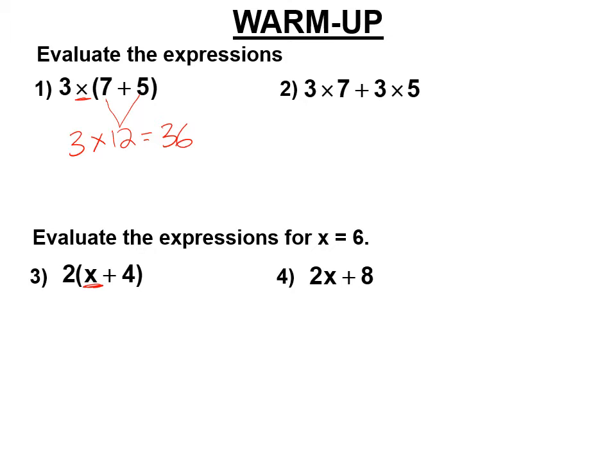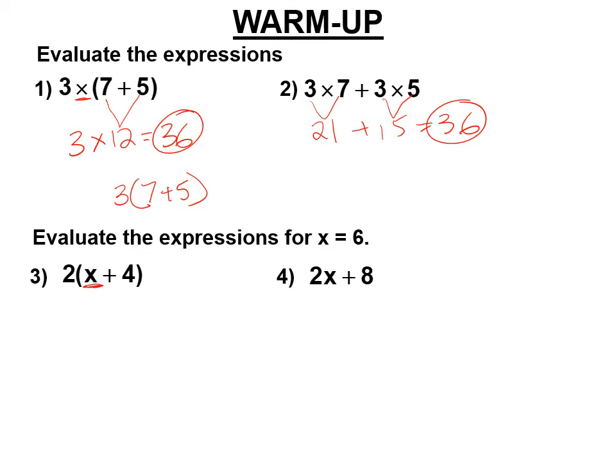Now notice, this one is 3 times 7, 21. 3 times 5, 15. Also adds up to 36. These have the same answer. And the reason is, when you have 3 times 7 plus 5, this is the way you would have written it for distributive property. You can do what we did here, or you can multiply 3 times 7 and 3 times 5 and add them together. The distributive property says that those have the same answer for any values that we put in that sort of combination.